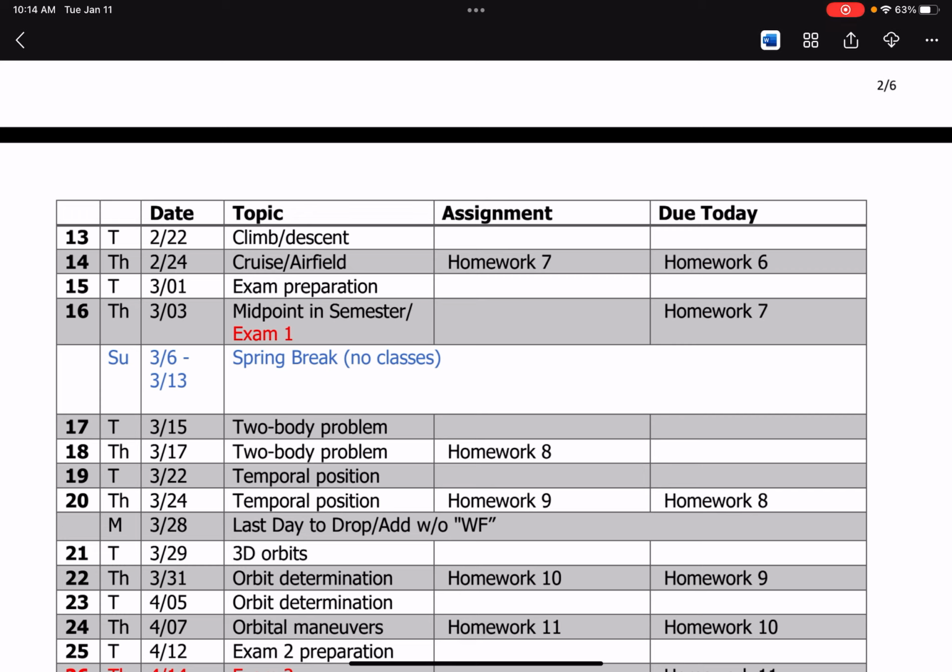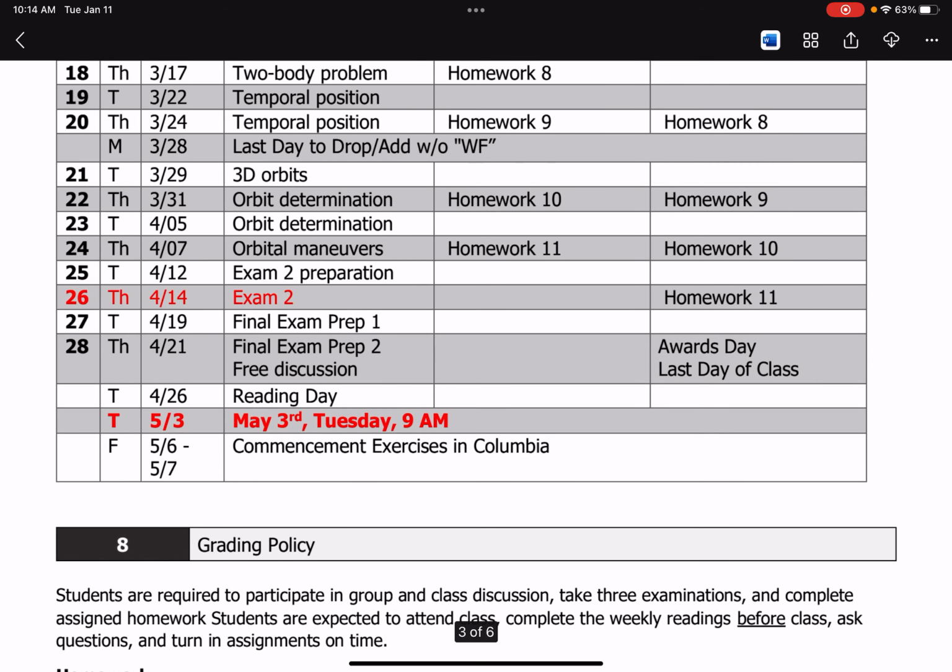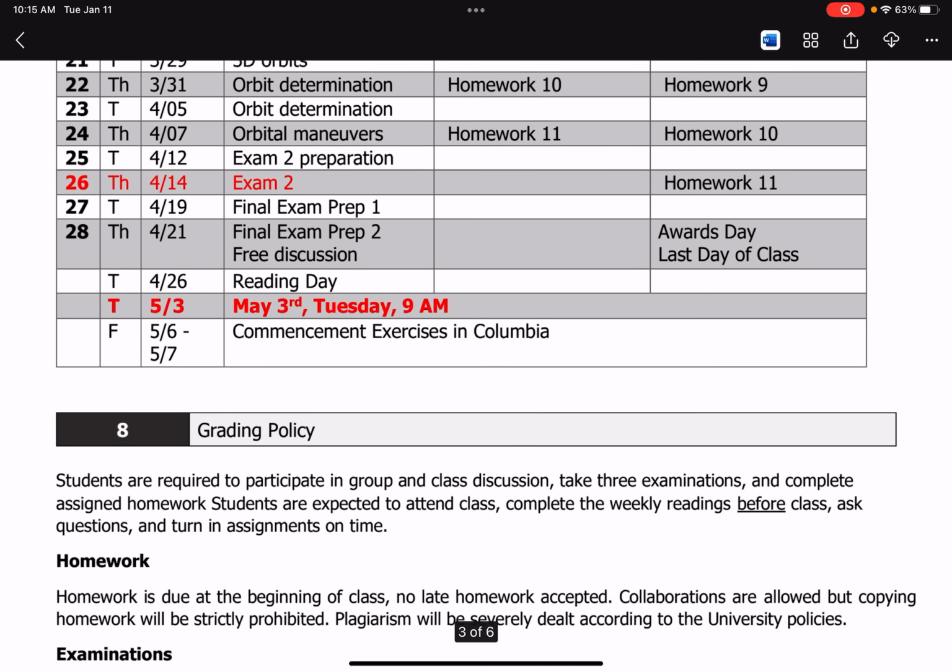There will be 2 midterm exams. One will be on the topic of flight mechanics and also the review of dynamics. It will be just before the spring break on Thursday, March the 3rd. And the second one is going to be April 14th. And then the final exam is going to be on May 3rd, on Tuesday at 9 a.m. For the final exam, you will have 2.5 hours to finish. For exam 1 and exam 2, you will only get 1 hour and 15 minutes.